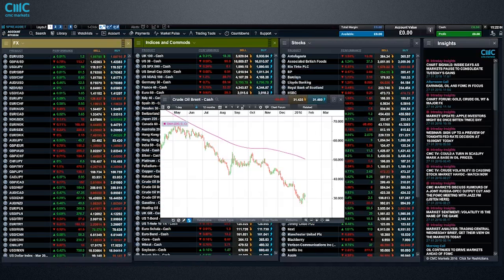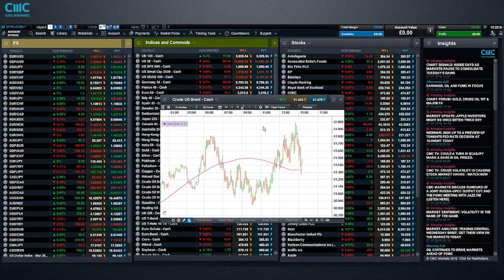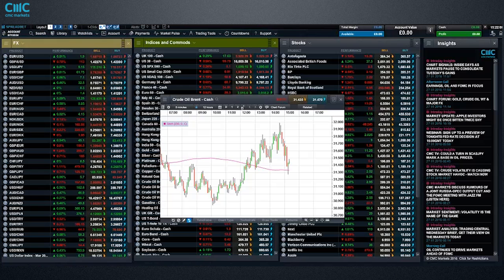So what I'll do is bring up the Brent chart, put it on a five-minute basis, and then we can see how it goes. As you can see, it's been a fairly tight range today. This is a five-minute chart.